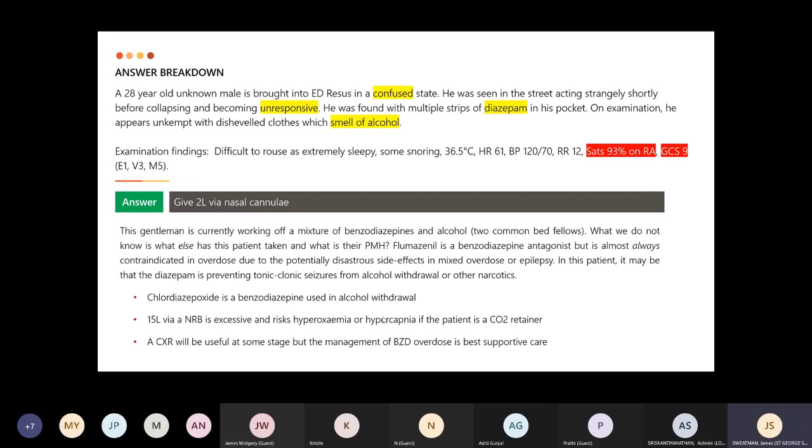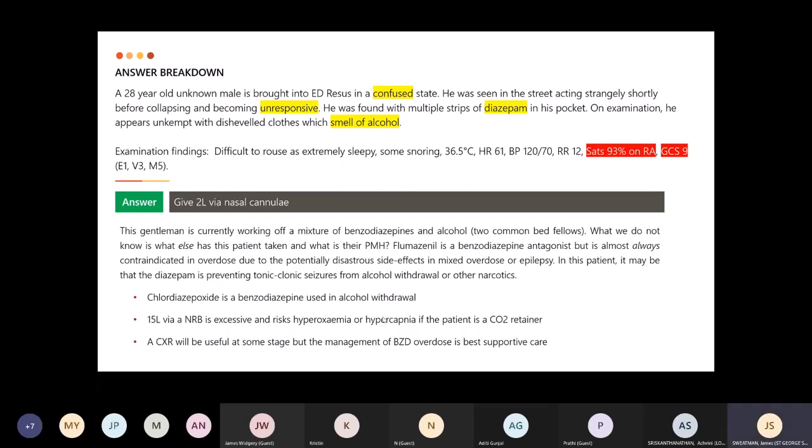The 15 litres I've put, from my judgment, is excessive because his saturations are only 93% and his respiratory rate is perfectly normal and his heart rate is perfectly normal. And it risks hyperoxaemia or hypercapnia if this patient is a CO2 retainer, so if they're a long-term COPD patient. So what I would say from my chair is the most appropriate is to start low and see how he responds. And if he gets 95, 96 on 2 litres, then that's fine. So we aim for a saturation of 94 to 98, unless they're really, really critically unwell.